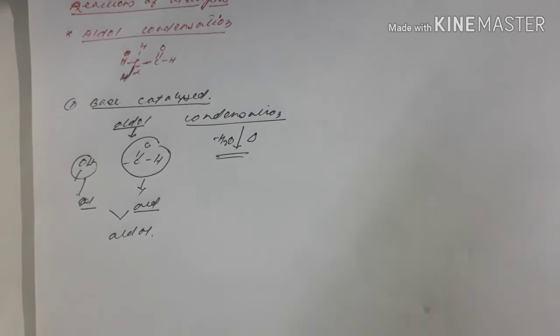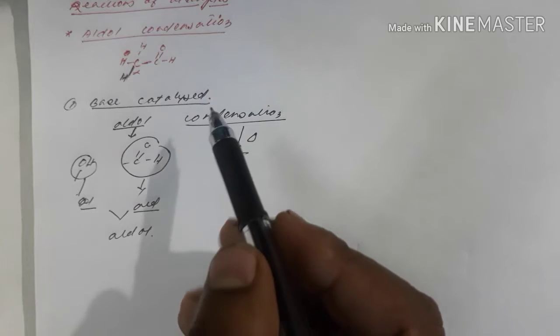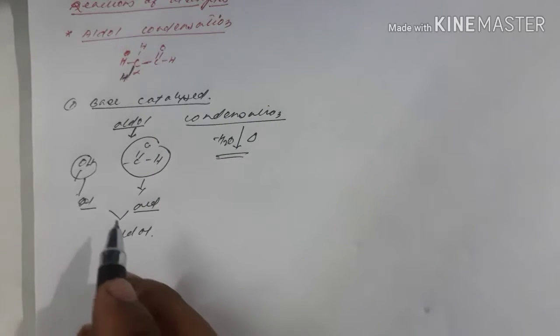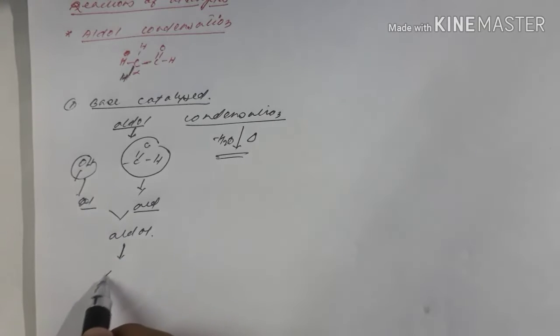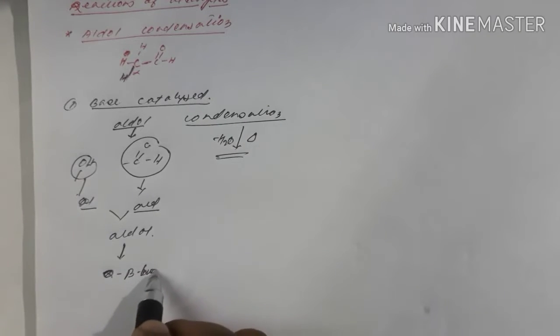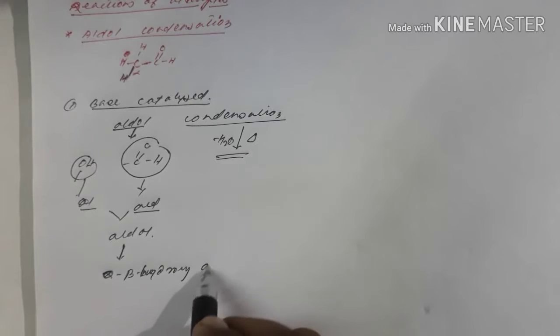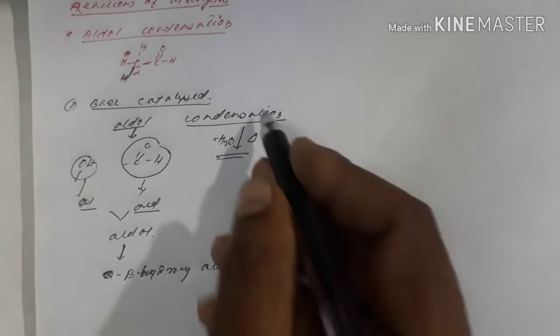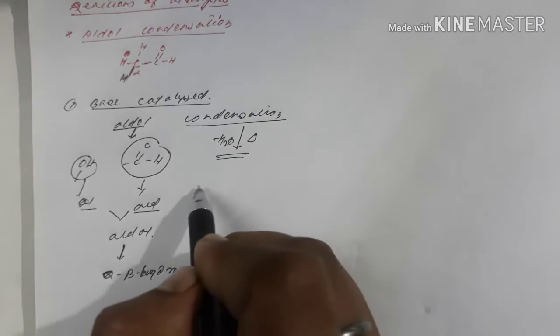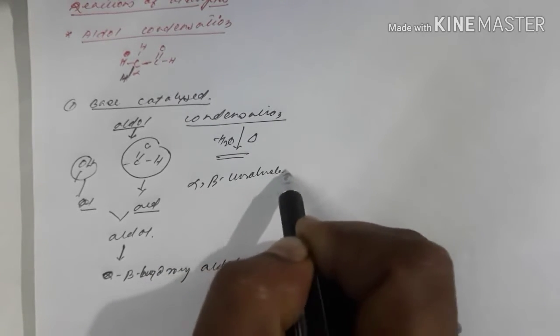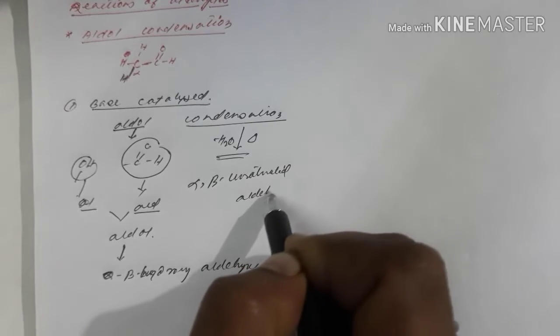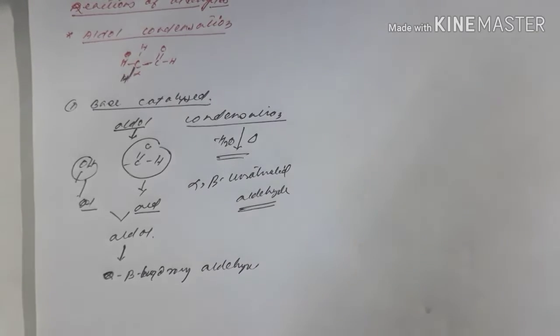Now, in this aldol condensation there are two different types of product. In the first product, the aldol product, it is giving us beta hydroxy aldehyde. And when we are talking about the condensation product, it gives alpha beta unsaturated aldehyde. Clear? Alpha beta unsaturated aldehyde.